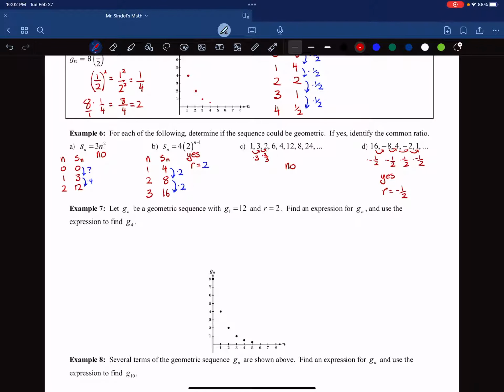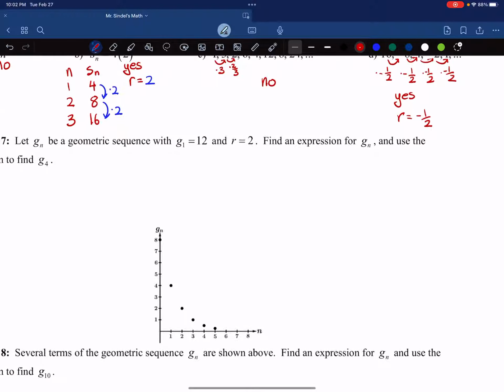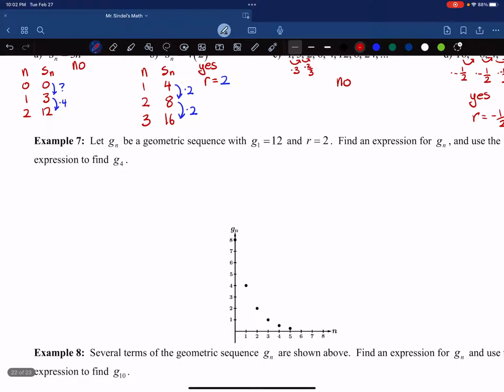Nice. All right, number 7. We have a geometric sequence where the first value is 12 and the common ratio is 2. All right, so I don't even need to draw a picture. I can clearly see what's going on here. We're just making a formula, and then we're going to use that formula to find the fourth value. So the formula generally looks like this.